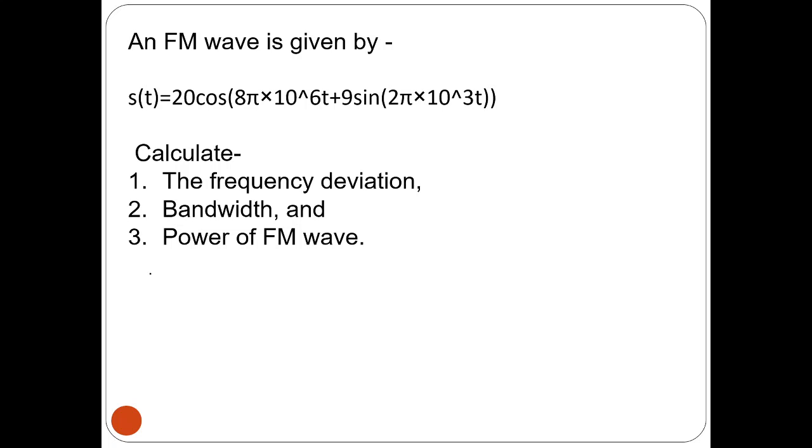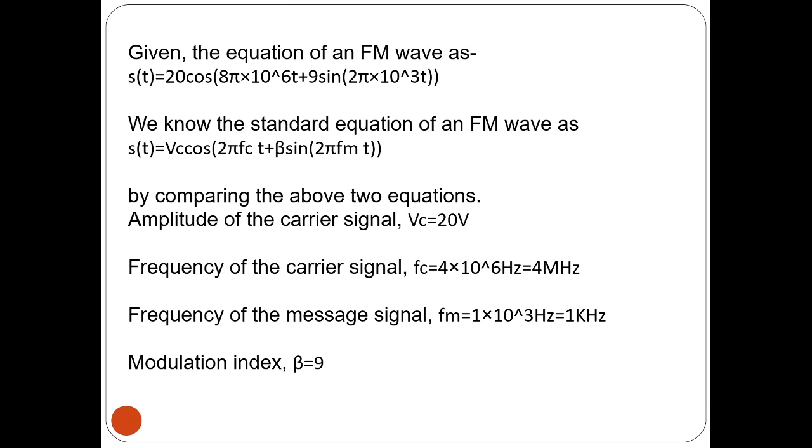So first of all, write down the given equation. S of t is equal to 20 cos 8 pi 10 raised to 6t plus 9 sin 2 pi 10 raised to 3t. Okay. So write down the standard equation of FM wave as S of t is equal to Vc cos 2 pi Fct plus beta sin 2 pi Fmt. Now compare these two equations.